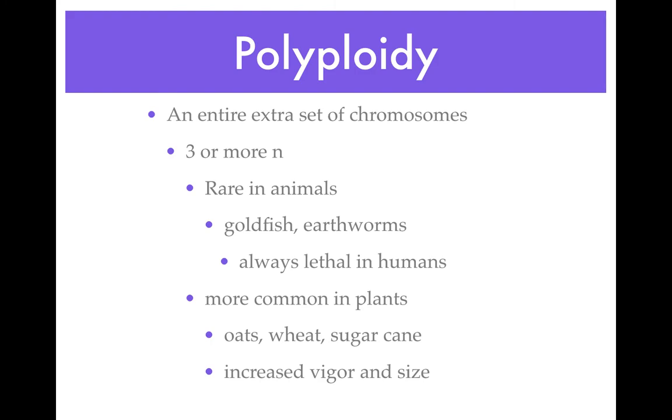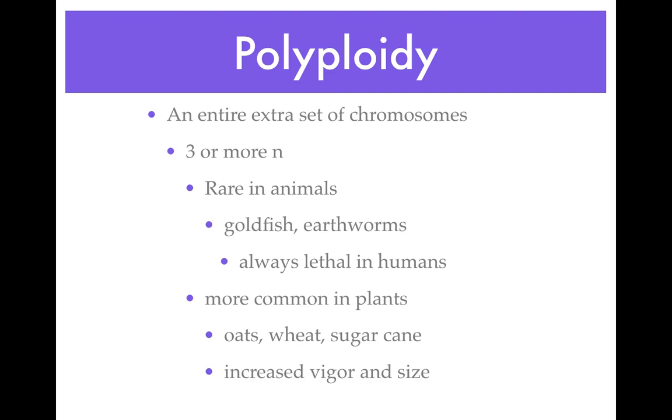If fertilization occurred with polyploidy stem cells, those stem cells would not be able to divide. That's always the case in humans. Nobody has 3 copies of all their chromosomes. There are some animals that will do it. There are some goldfish that will do that, and there are some earthworms that will do that. But it turns out that it's more common in plants. Plants don't seem to have as much trouble with extra sets of chromosomes. Oats, wheat, sugarcane have extra sets of chromosomes, and usually in a plant, when you have an extra set of chromosomes, you get a bigger plant and it grows better.